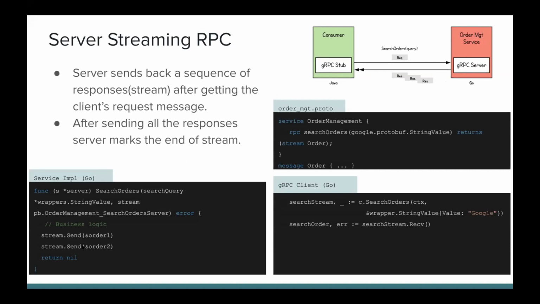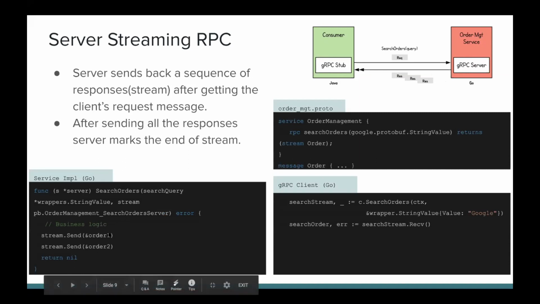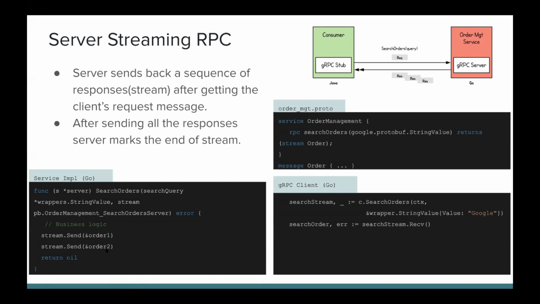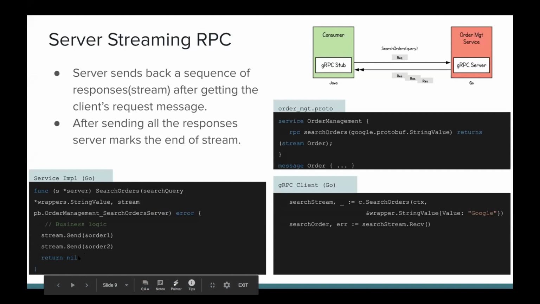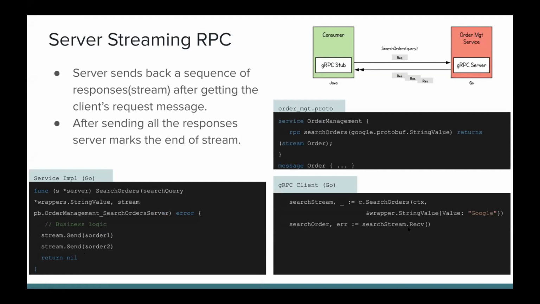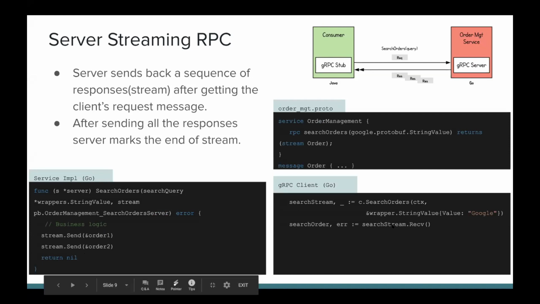In this Go code, you can see I have sent multiple order responses via the stream object that I have, and finally, by just returning nil, it marks the end of the stream. On the client side also, you can continuously receive multiple orders using this stream that you get at the client side.